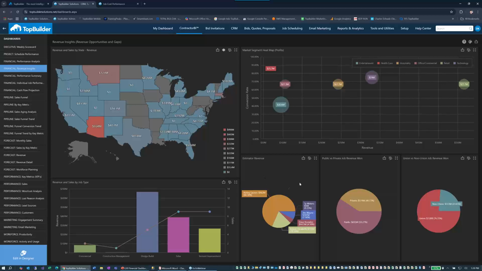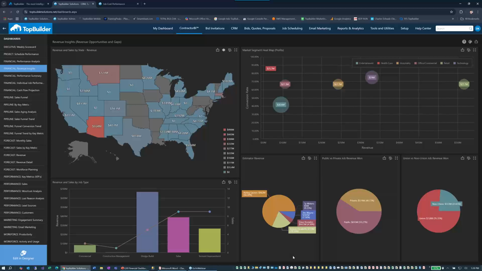Now down here in these pie charts, we're looking at estimators and how their revenue is breaking out. Ashley is doing really, really well, and Dave is not doing very well, and maybe that's an area of concern or something that needs to be addressed. Maybe he needs some training, maybe some coaching, maybe some better tools like we have here with ContractorBI to help close more deals.